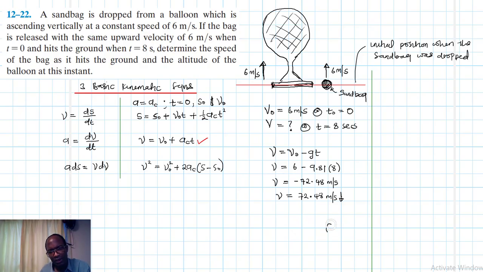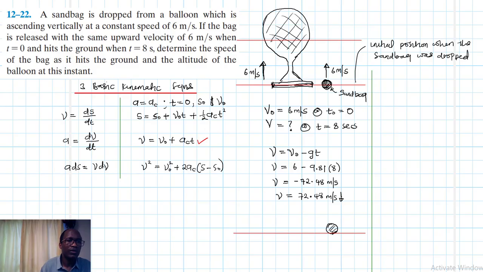Imagine the sandbag hits the ground. Here is the sandbag, hits the ground. So we have this position here when it hits the ground. So when it hits the ground, the balloon will have moved, right? Probably it will have moved to a new position somewhere here. Let's say maybe somewhere there, right? It will have moved. Okay.